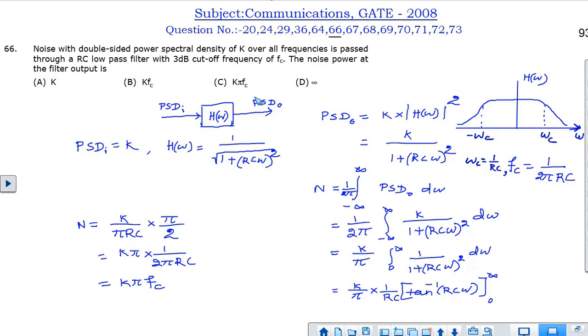And if we see among the options, option C is matching with our result, that is the output noise power. Hence, option C is the correct answer for question number 66.